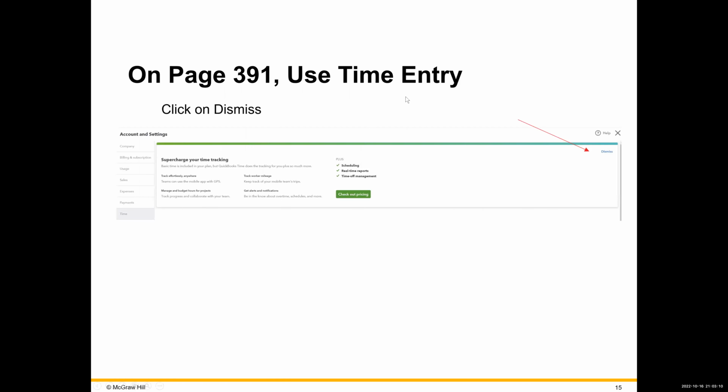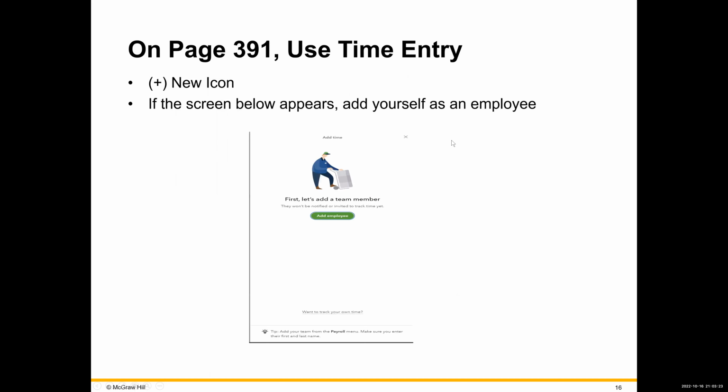Now, if you're using time entry and you get this advertisement, they want to sell you something, right? We'll just hit dismiss, okay? Just hit dismiss. Now, because we only have contractors, I think they're going to say, hey, you don't have any employees. So this is when you're going to add an employee. So just go ahead and add the employee. You're going to hit, like I say, new icon and add employee.